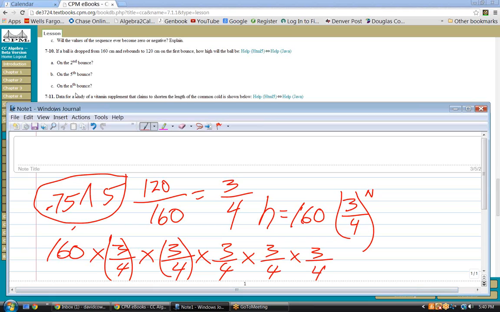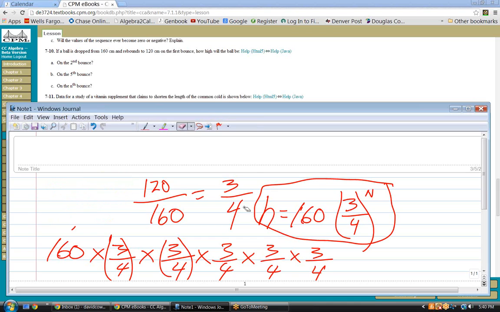I see now that they asked C, what is it on the nth bounce? And this is what it is on the nth bounce, what I've circled. The height is going to be equal to 160 times the bounce ratio, if you want to call that the bounce ratio. With a Super Ball, you might have a 90% bounce ratio, where it always bounces up 90% of what it was the previous height.